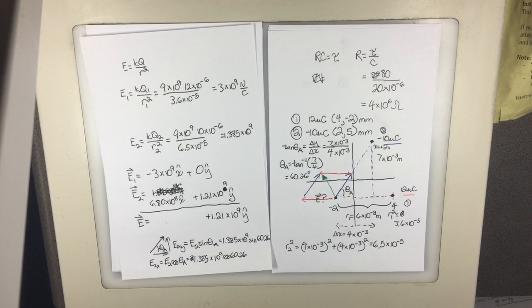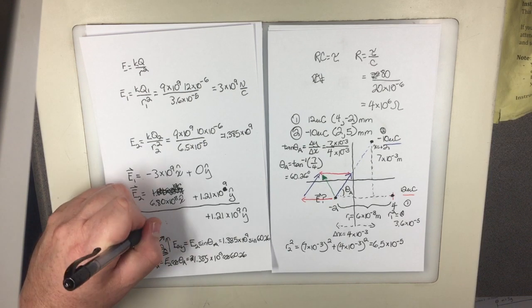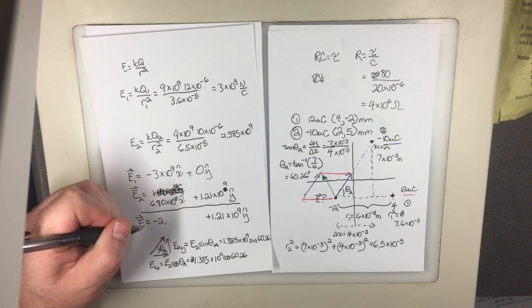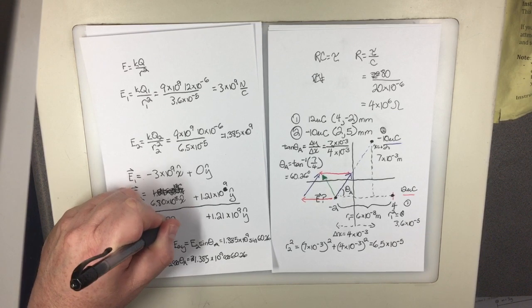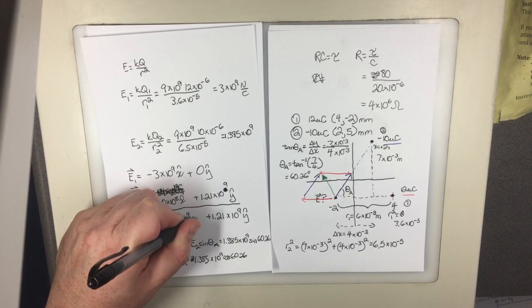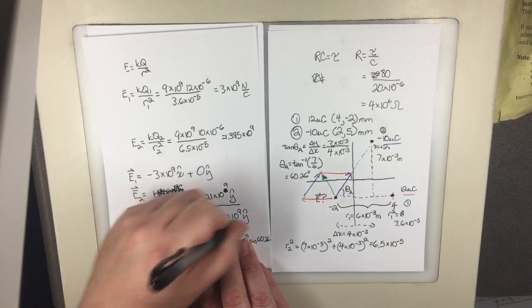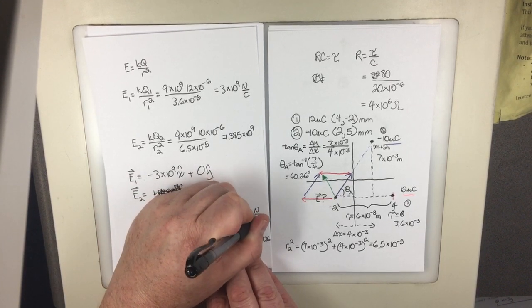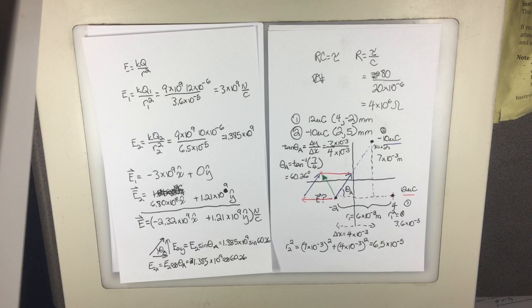Its x component is negative 2.32 times 10 to the 9th x hat. And if we're going to be nice and put all the bells and whistles on it, that is the E field vector in component notation with the units.